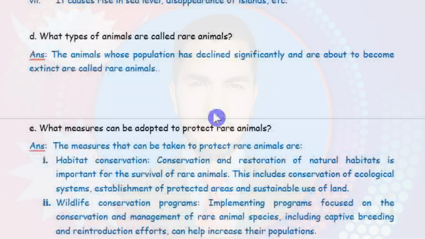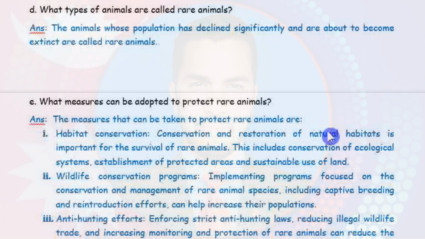Now E number. What measures can be adopted to protect rare animals? Answer: the measures that can be taken to protect rare animals are: number first, habitat conservation. Conservation and restoration of natural habitats is important for the survival of rare animals. This includes conservation of ecological systems, establishment of protected areas, and sustainable use of land.